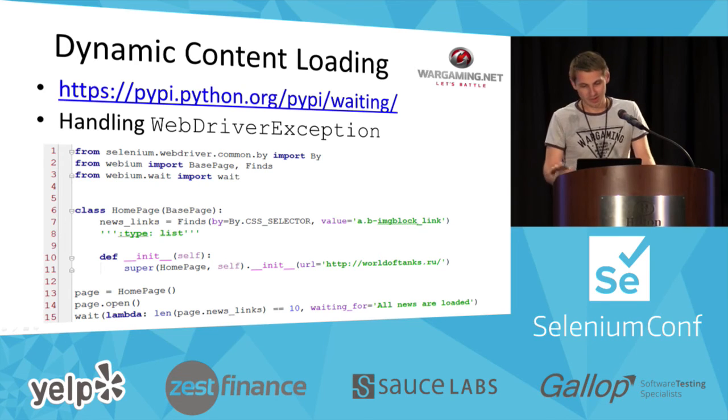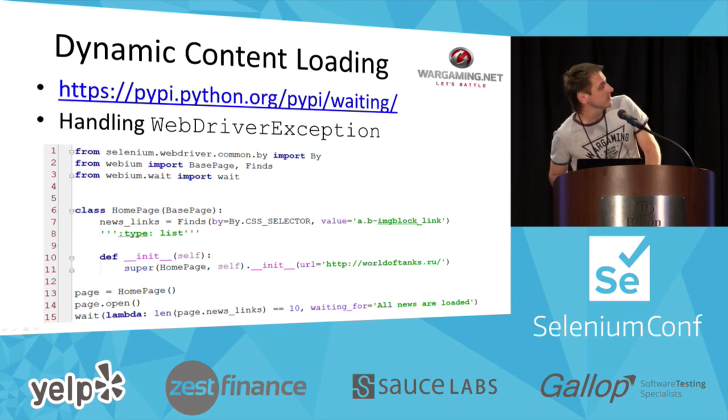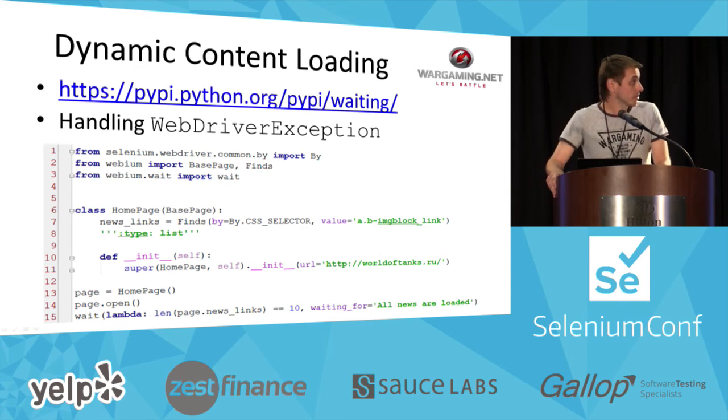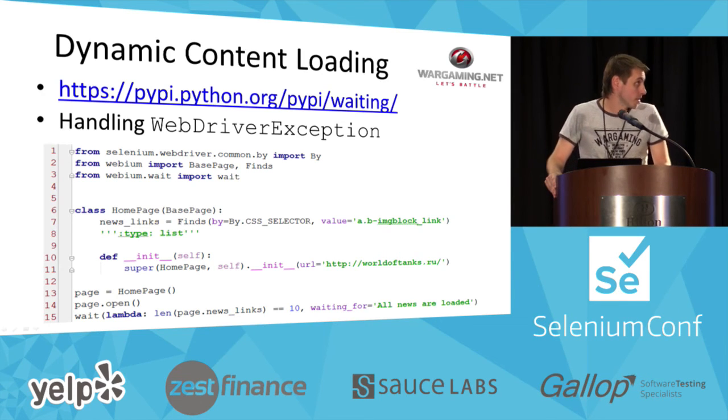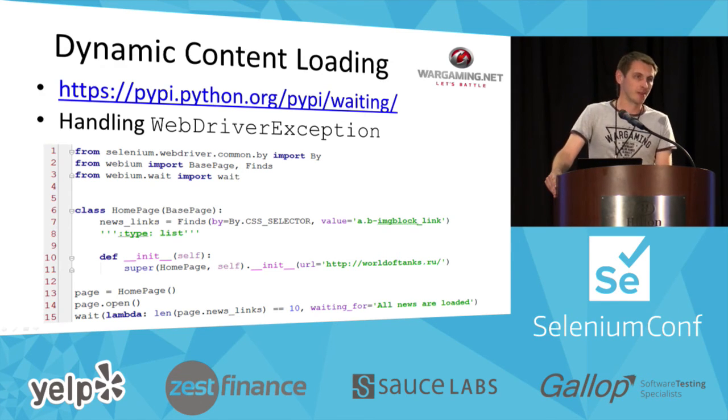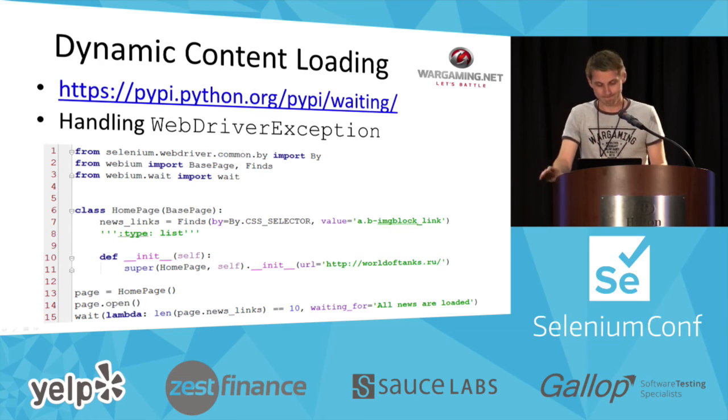And the last line in the listing is an example of wait usage. You pass a function of the condition, and some message to print after the timeout is expired. That's it.